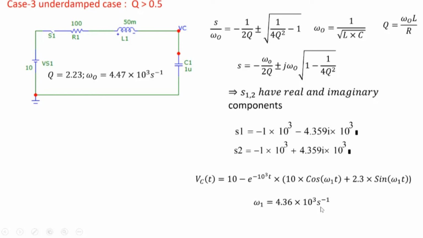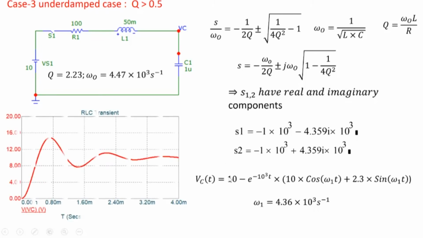And omega 1 is 4.368 times 10 to the power 3, which is fairly close to the omega naught that you see here. So in the cosine and the sine, there's a frequency part which is very close to omega naught. If we were to plot it out, this is how it would look. VC(t) equal to 10 e to the power, and there's a cosine and a sine. So cosine and sine denote oscillations. So this is what you find here.